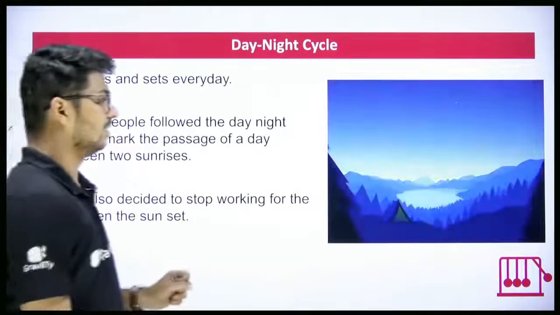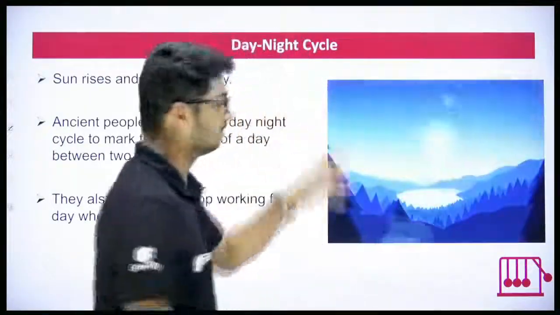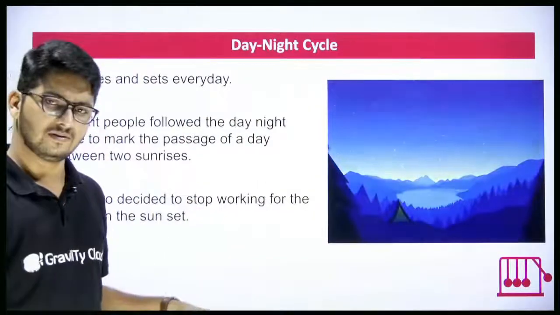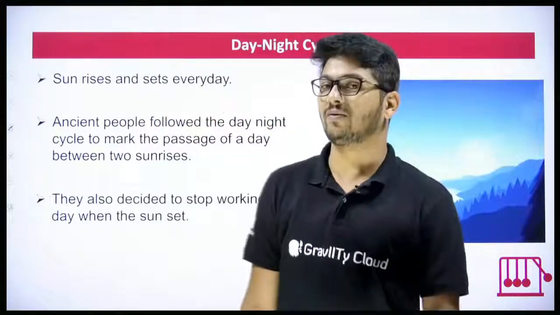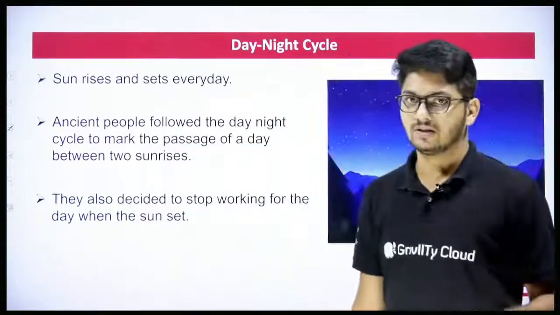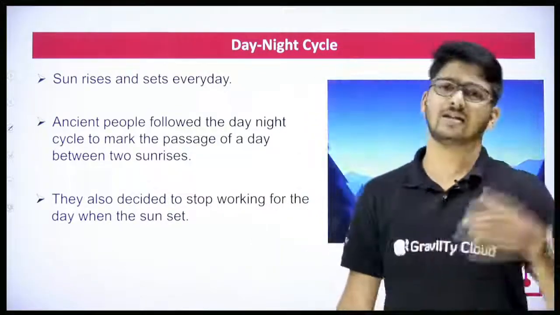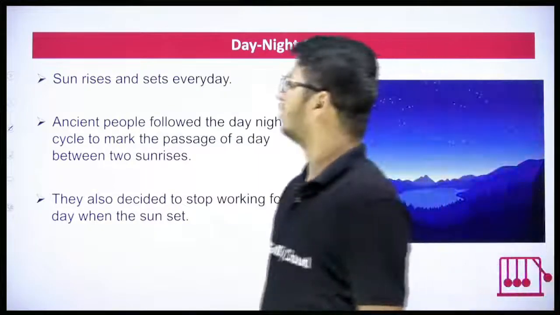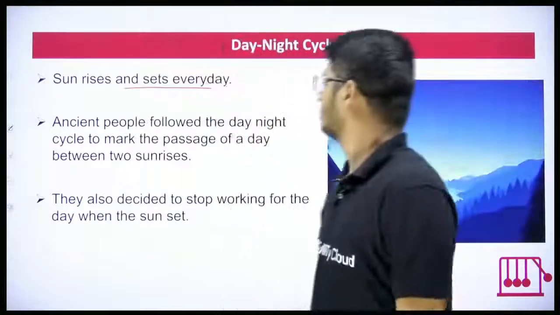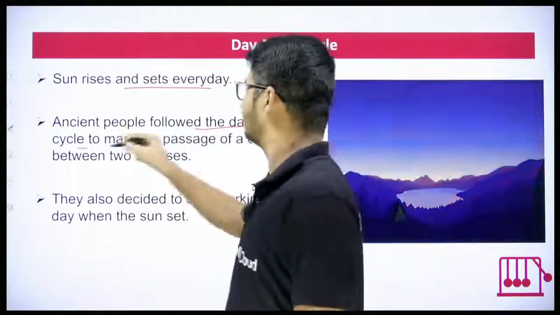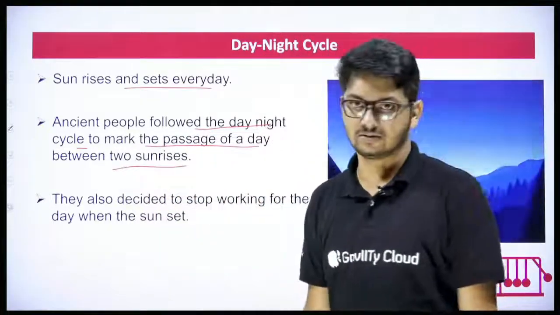Now the first thing that people could observe is the day and night cycle. It happens every day, so time can be measured in terms of the day and night cycle. I told you, right, what is a time interval between 2 events? You can say from day to night is 1 time interval and from night to day is another time interval. The sun rises and sets every day, so ancient people followed the day-night cycle to mark the passage of a day between 2 sunrises.